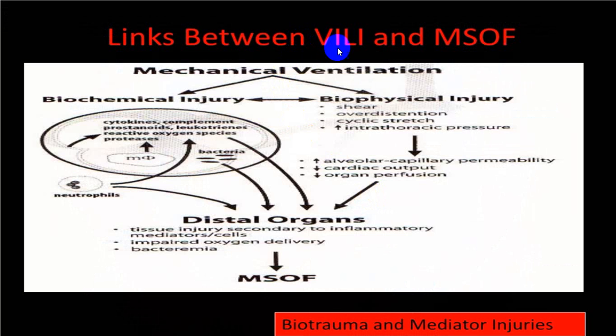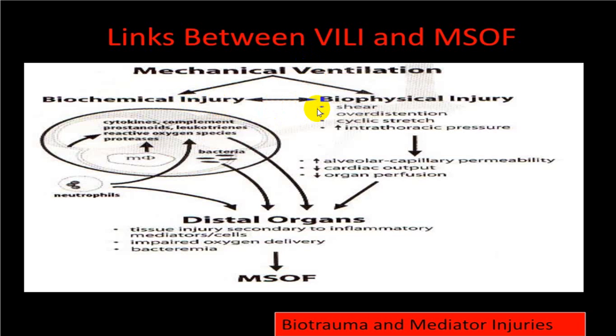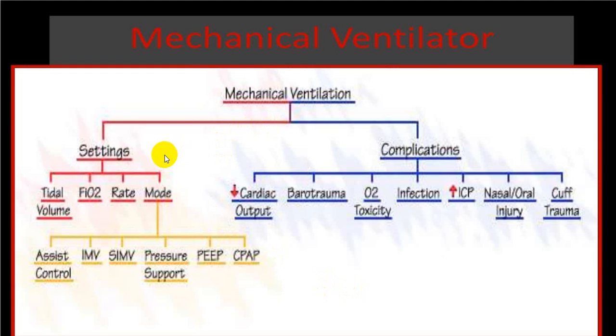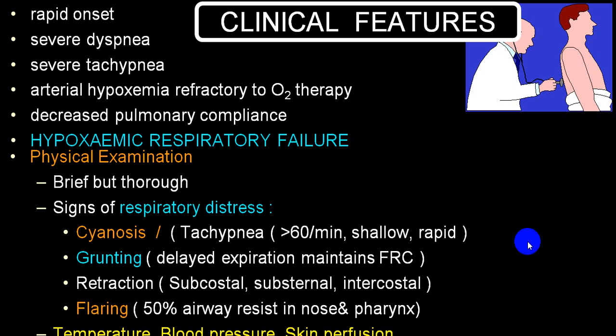There is what is called ventilator induced lung injury and MSOF, that is multiple systemic organ failure. This is mechanical ventilation leading to all those biochemical injury, biophysical injury, and then it gives rise to distal organ injury, and then finally it will end up with what we call MODS, or you can use the word multisystemic organ failure, and that is because of biotrauma or mediator injuries. This is mechanical ventilation giving rise to different types of settings. These are complications which can occur: decreased cardiac output, barotrauma, oxygen toxicity, infection, raised intracranial pressure, nasal injury, cuff traumas, etc. There are multiple different infections and injuries which can occur because of mechanical ventilation, because that is the most common treatment which you give in ARDS.